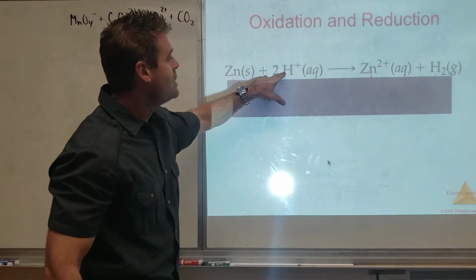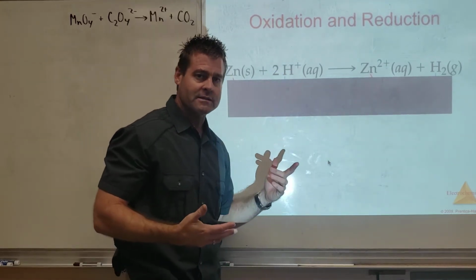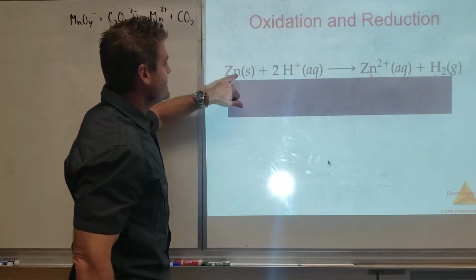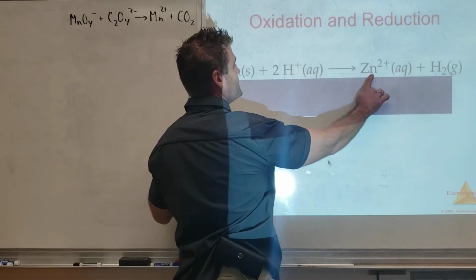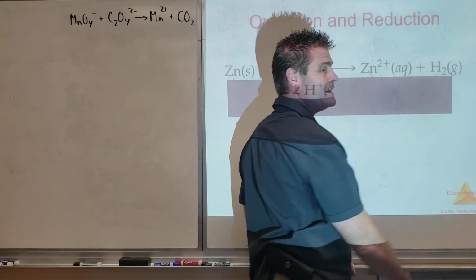So just so you guys realize where these ions come from, if you have positive ions floating around in solution, they have to be stabilized by negative ions as well, but we don't show those. So we've got zinc reacts with hydrogen ions, and you see we still have zinc, but you notice something changed. Now we have zinc ions plus hydrogen gas.